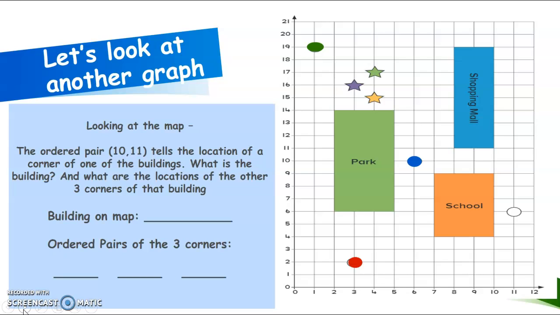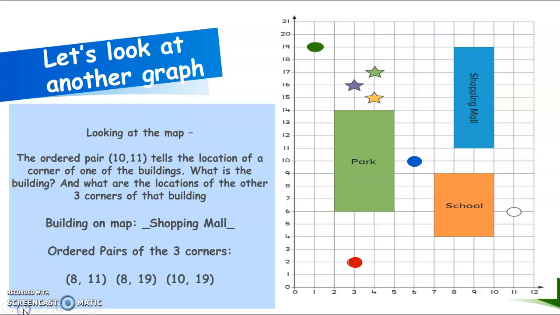Hopefully you are thinking. We have 10, 11. I am also, once I find 10, 11, I'm looking at 10, 19. And then I'm sliding over and I'm looking at maybe 8, 11 and 8, 19. And my answer is the shopping mall. And here are those three ordered pairs.